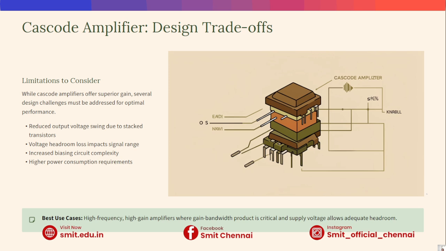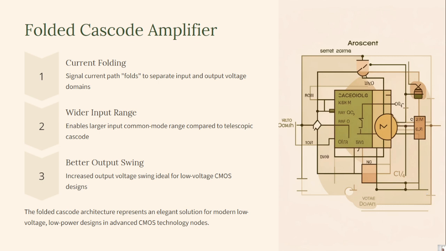Next, we see about the cascode amplifier limitations. But cascode amplifiers are not perfect. The stacked transistors reduce output voltage swing and voltage headroom is lost. Biasing becomes more complex and power consumption increases. So, cascodes are best used in high frequency, high gain applications where the gain bandwidth product is critical and supply voltage is sufficient.